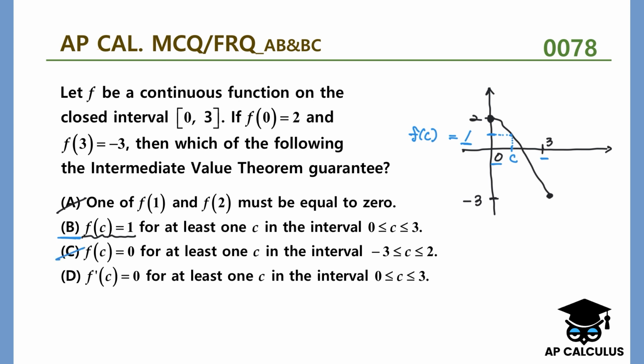D, f prime is equal to 0. That's the slope of the tangent line, right? The slope of the tangent line has nothing to do with the intermediate value theorem. So D is not true.